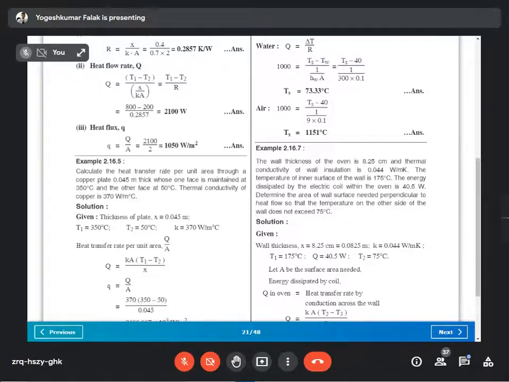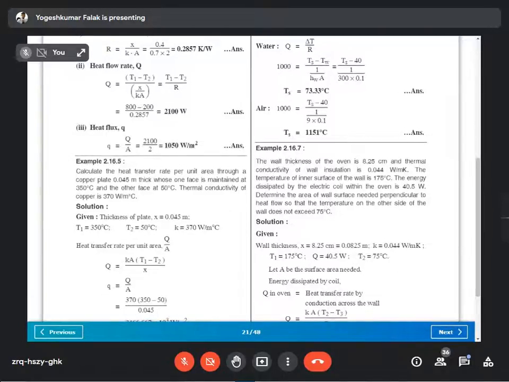The wall thickness of the oven is 8.25 centimeter, and the thermal conductivity of the wall insulation is 0.0 watt per meter Kelvin. The temperature of the inner surface of the wall is 75 degrees Celsius, which is the value of T1. The energy dissipated by the electric coil within the oven is given in watt. Note the difference between watt and W, right? Don't get the quantity wrong, W is common to both.